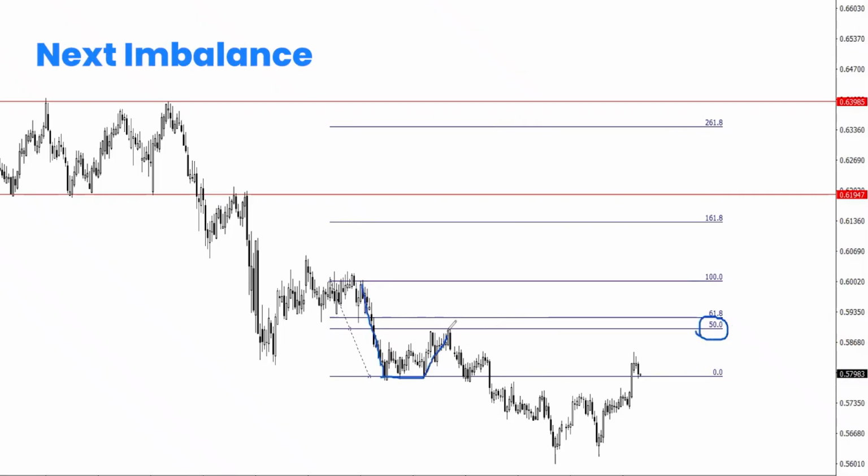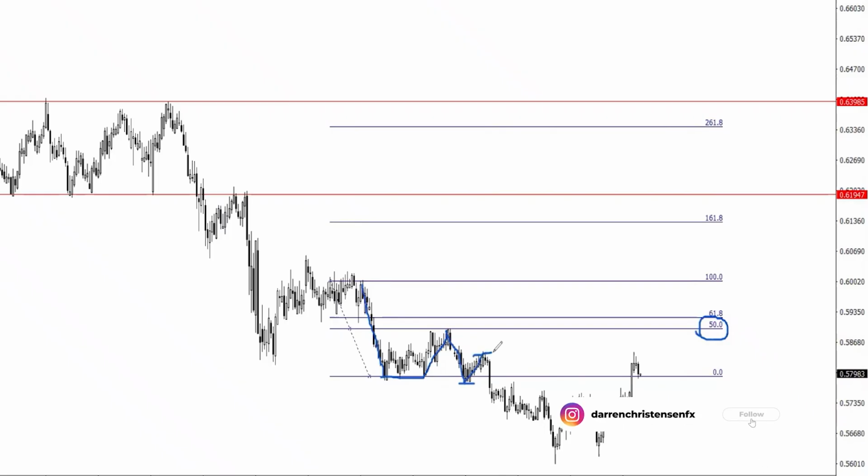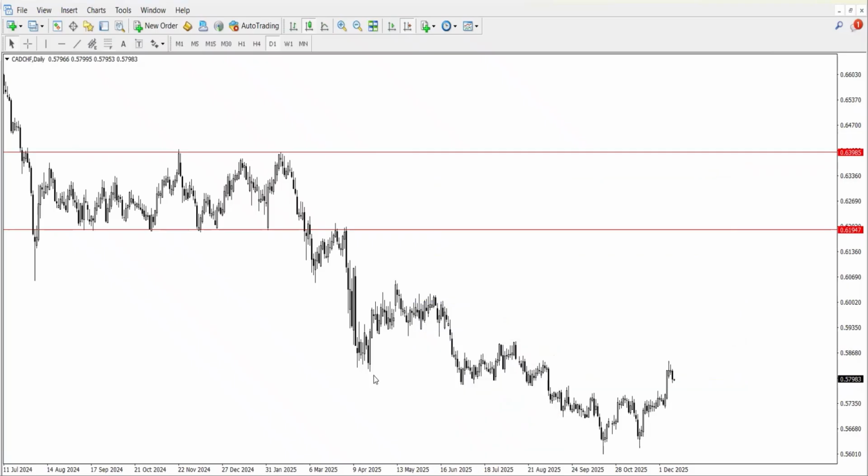Where's our next imbalance area? From here down to here, this run, and then price came up to there. Is that 50% of this move? Let's have a look. I'll just clear this Fibo and we'll put a new one on.